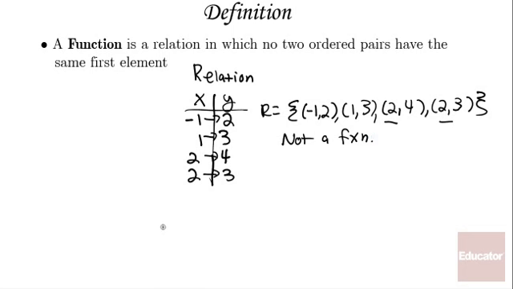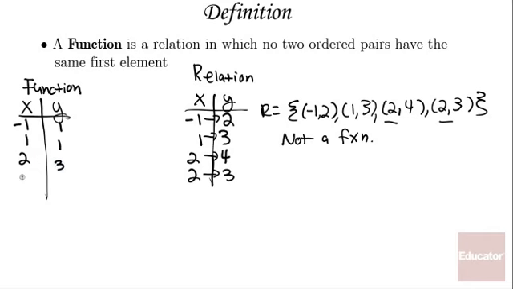Giving an example of a function. A function, on the other hand, would be something like this. -1, 1, 1, 1, 2, 3, 4, 5. This is a function. It's also a relation. So it is a relation, but it also meets the definition of a function.